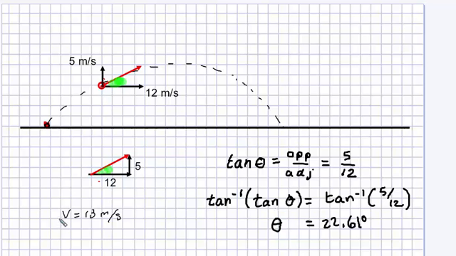So a complete description of our velocity at this spot in the projectile would be, it is a velocity of 13 meters per second traveling at a current angle of 22.61 degrees. Notice that that angle is indeed relative to the x-axis. That's the standard way that you measure angles.